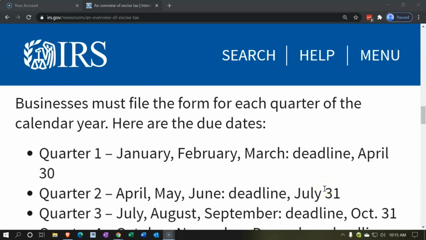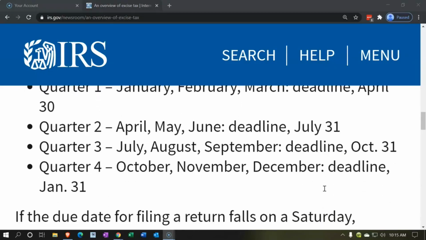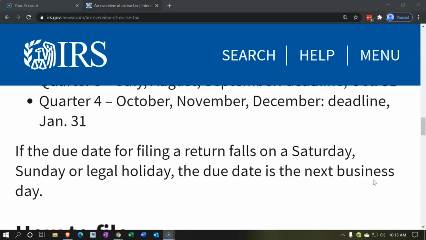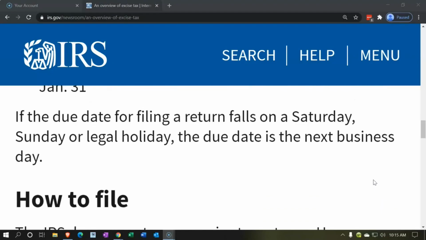Quarter two, April, May, June, deadline is July 31st. Quarter three, July, August, September, deadline is October 31st. And quarter four, October, November, December, deadline January 31st. If the due date for filing a return falls on a Saturday, Sunday, or legal holiday, the due date is the next business day.